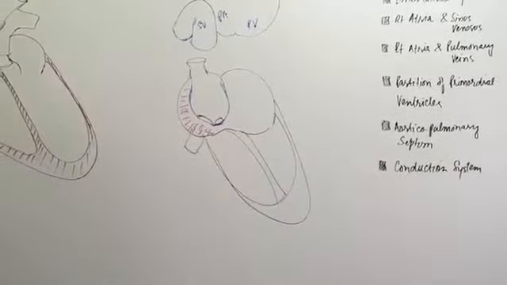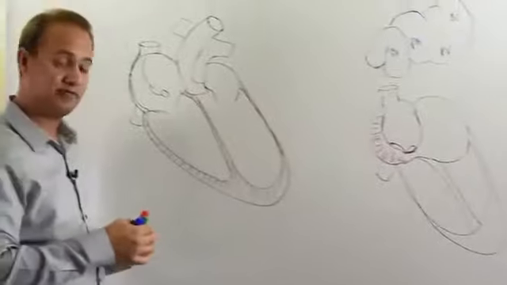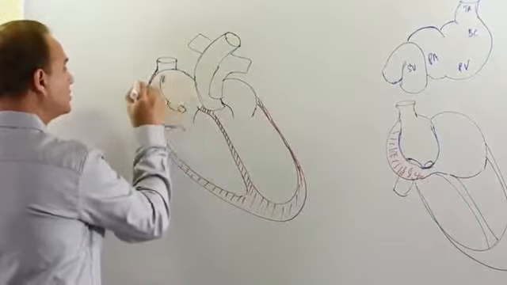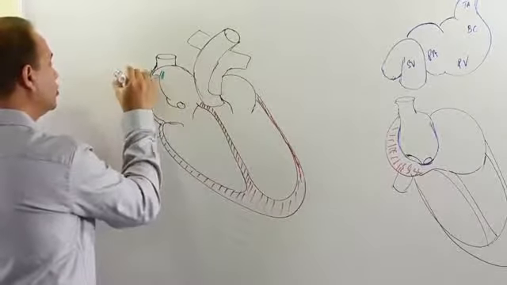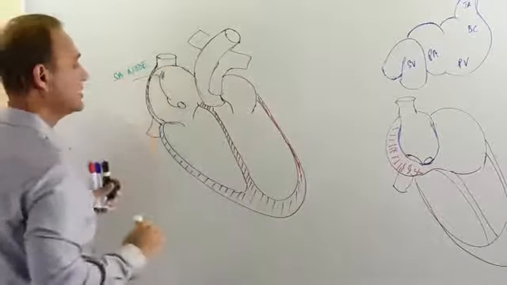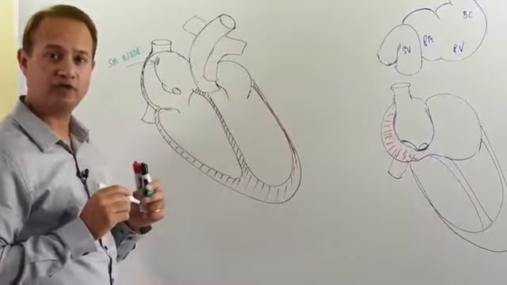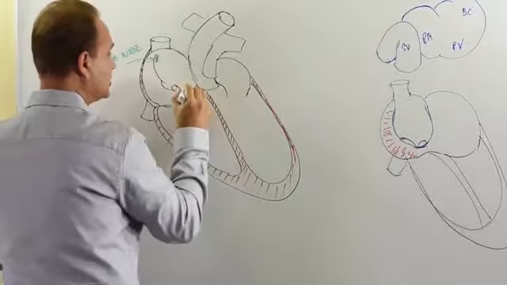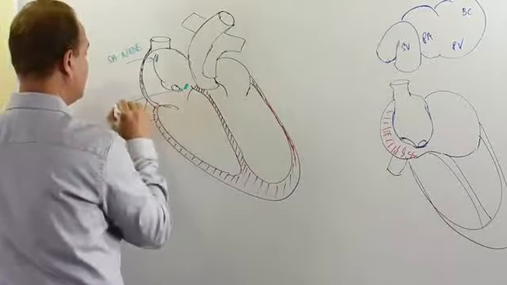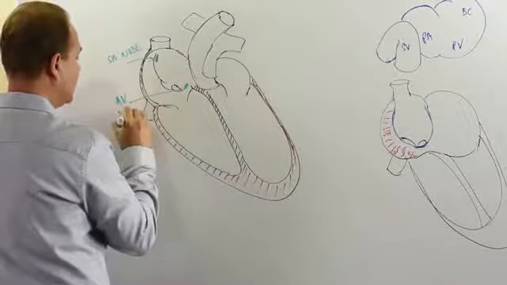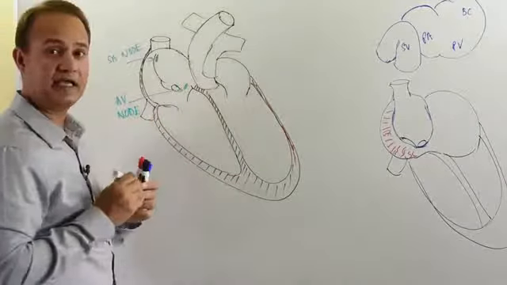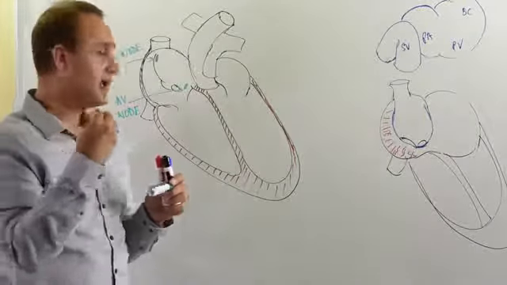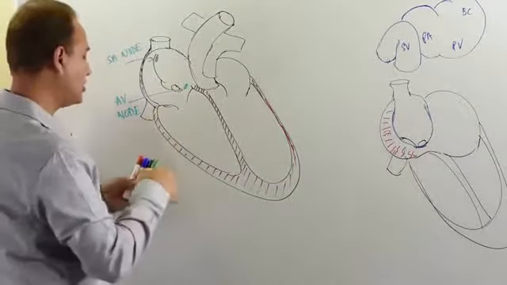So first of all, let's look at the standard structures that are involved in the conduction system. There is an SA node that is present near the opening of the superior vena cava. There is an AV node that is present. So this is the AV node. AV node is present behind the endocardial cushions and in front of the coronary sinus.